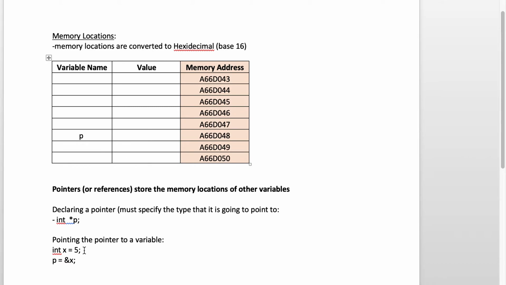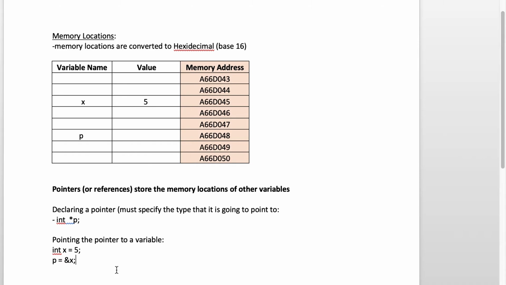So let's say I have x equals 5, and it's going to find a memory location, and in this case it has a value. Now, to point p to x, right? P is going to store this memory location of x, but I have to point it. I have to say p equals, and I can't just say p equals x, because x is an integer and p is a pointer. So what we say is ampersand x.